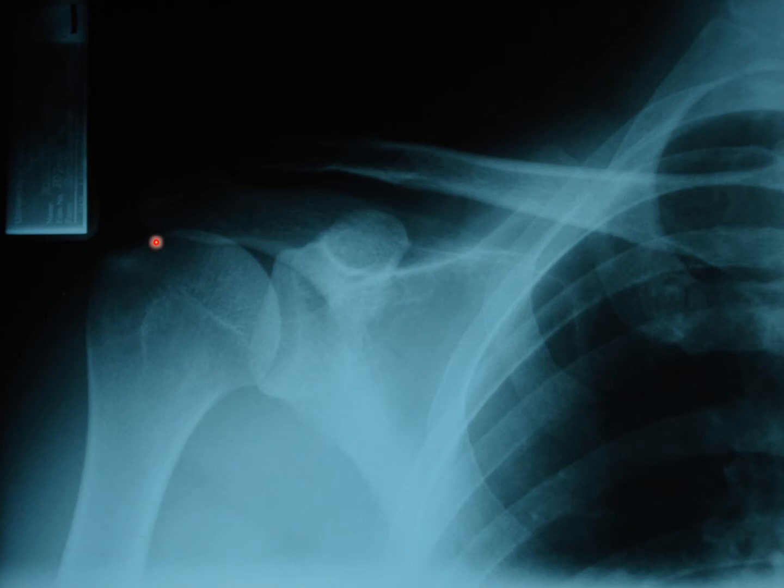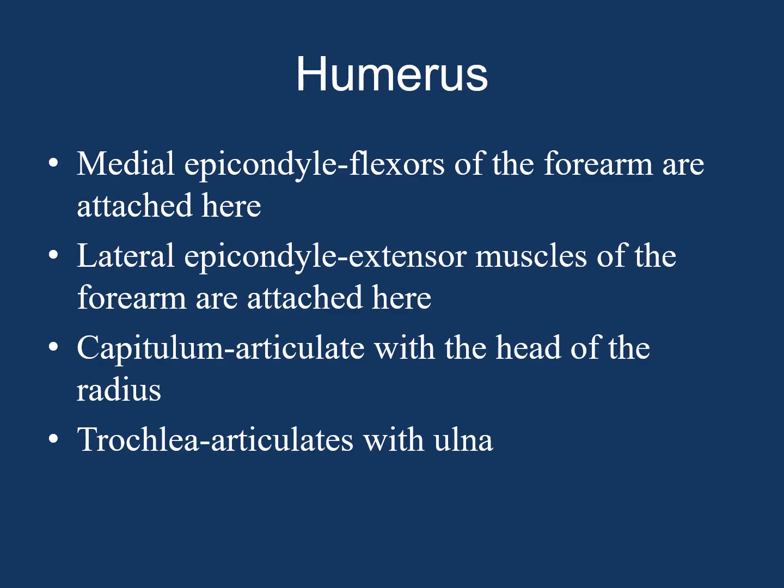Okay? Again, views for the shoulder, including the proximal aspect of the humerus. And look at the relationship between the glenoid fossa and the head of the humerus. You see this crescentic structure that should be maintained. Let's talk about the humerus. What are the parts of the humerus?